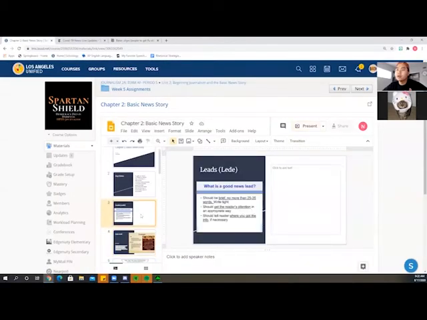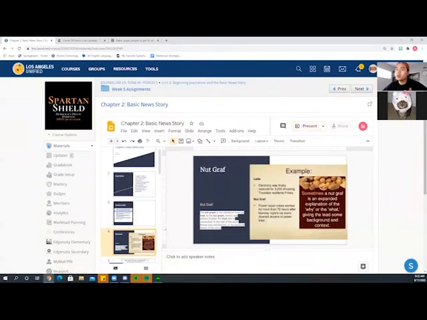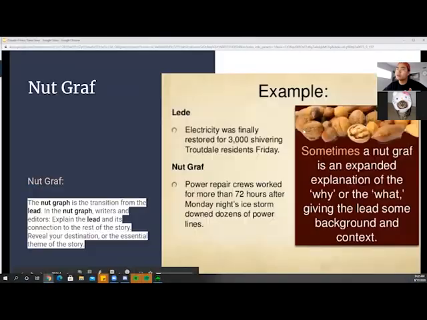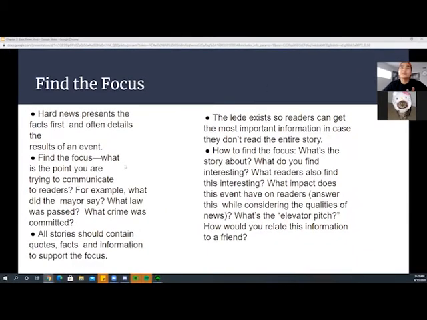All right, so we have our lead and then we have our nut graph. And then the way we take our article, it could change. You could keep giving context, you can give quotes, but the key thing for any article is to find the focus. What is the point of what you're trying to write?